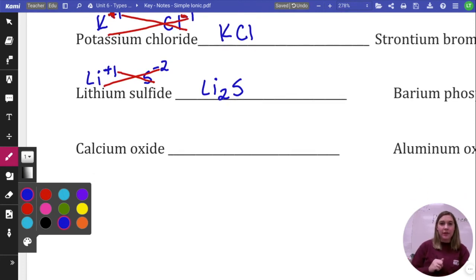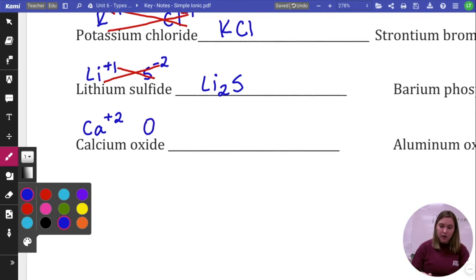Okay? Now this time we have calcium oxide. So calcium is in group 2. So it's Ca, and it has a positive 2 charge. Oxygen is in group 16. It's O, and it has a negative 2 charge. So we are going to swap. All right, so swap your charges. So 2 from calcium goes down next to oxygen. 2 from oxygen goes down next to calcium.